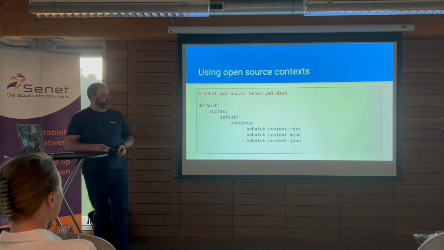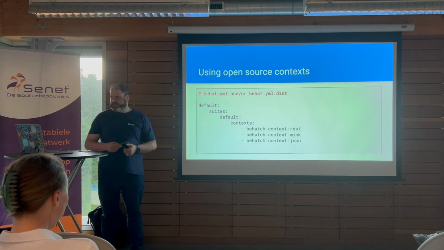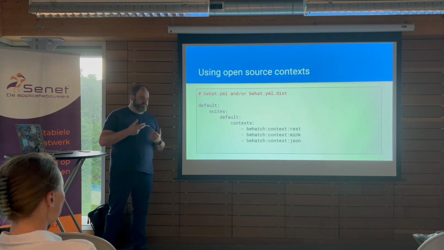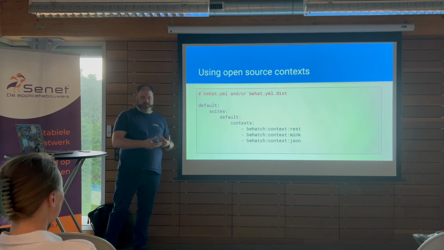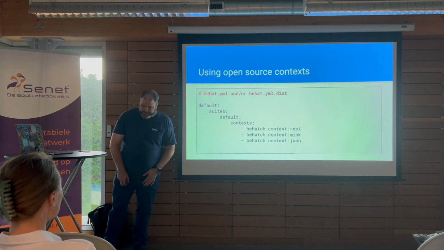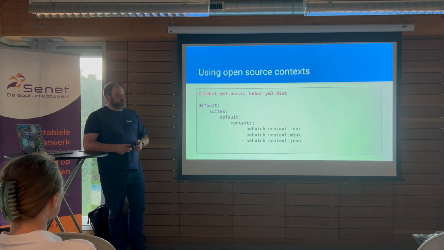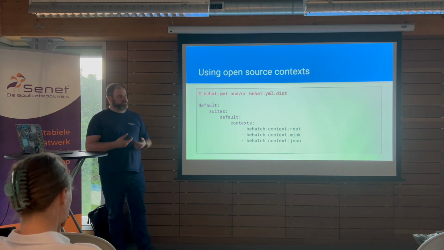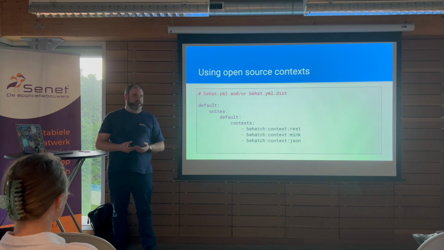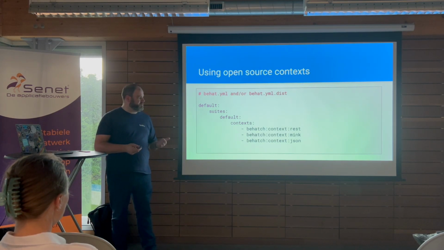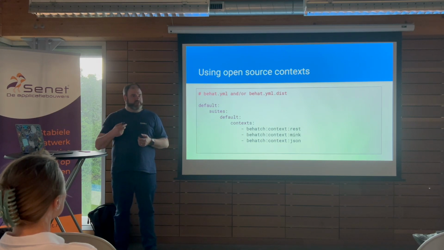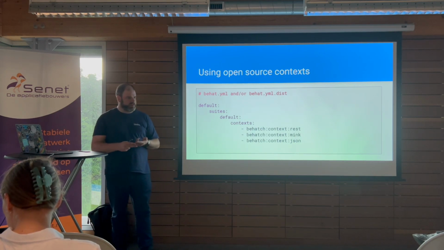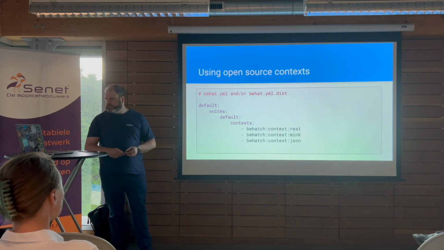We have a bunch of open source contexts that we use. We use the REST context for the API calls themselves. We use the Mink context for the requests that are around it, and the JSON context to verify that the JSON response is correct. Especially the last one is used extensively. We use that for actual path searching in the response, for schema validation, all that kind of stuff.